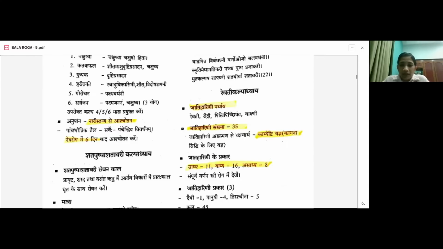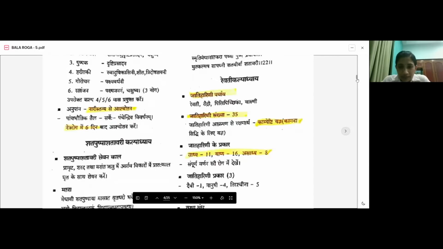Okay. And we have discussed 35, totally 35 Jatahariniś are present, and the Sadhya type of Jatahariniś number is 11, whereas 16 types are Yapya and 8 are Asadhya. This is also very important. Mark as 3-star important. Sadhya Jatahariniś 11, and Yapya is 16, and Asadhya is 8. Okay, total 35.